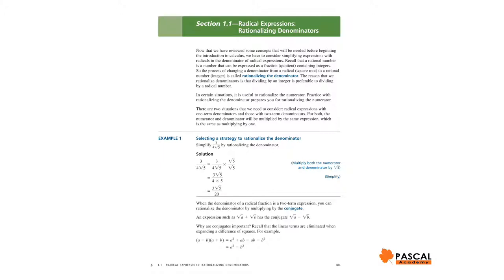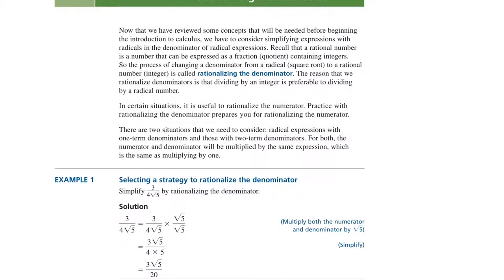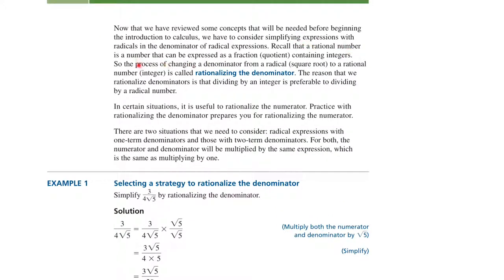Chapter 1, Session 3. This session, we are working on Section 1.1 from the textbook, which is radical expressions, rationalizing the denominator. We know that a rational number is a number that can be expressed as a fraction containing integers. The process of changing the denominator from a radical, square root, cube root, and so on, to a rational number is called rationalizing the denominator. In math, dividing by a rational number is preferable to dividing by a radical.